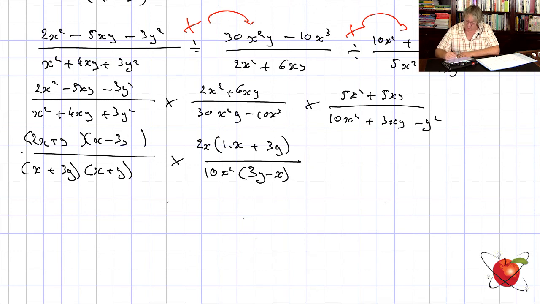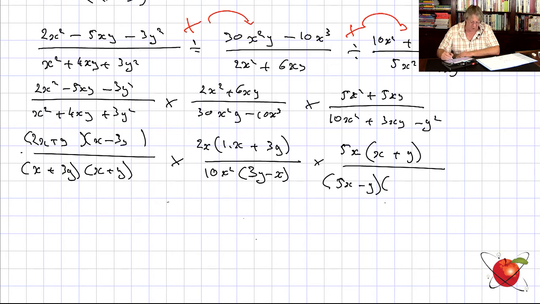Okay? And then I factorize this one on top. Very similar, I can take out a 5x, leaving me with an x plus a y on top there. All right? Then last of all, factorizing that guy. I've done it, okay? And it comes out to be 5x minus y into 2x plus y. Now you can go to your happy place.